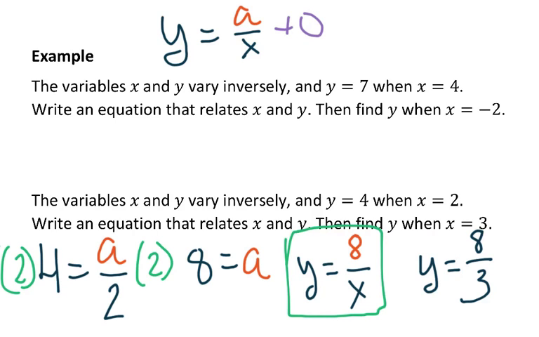Alright, so I worked the problem. Hopefully you paused it long enough and you can work it. When y is 4 and x is 2, I know that it varies inversely. So to get rid of the denominator, I'm going to multiply both sides by 2, and then a will become equal to 8. So I can rewrite the equation. This is the equation that relates x and y. Y is equal to 8 over x. And when x is equal to 3, plug 3 in, y is equal to 8 thirds.